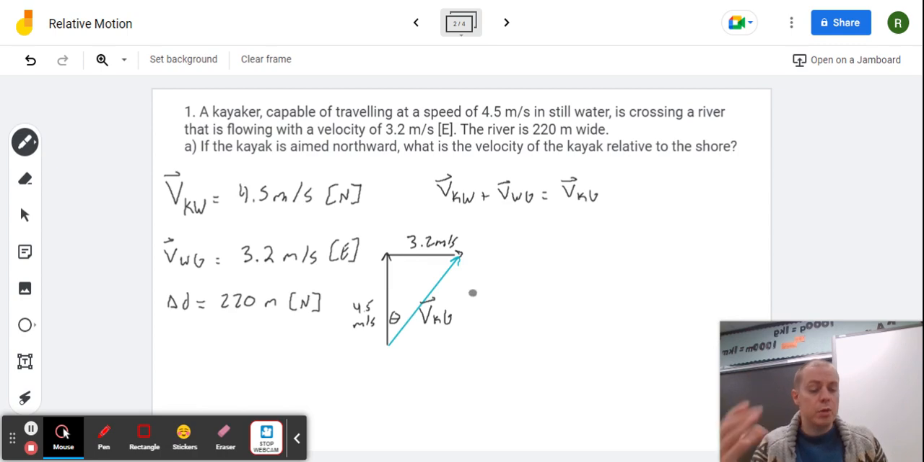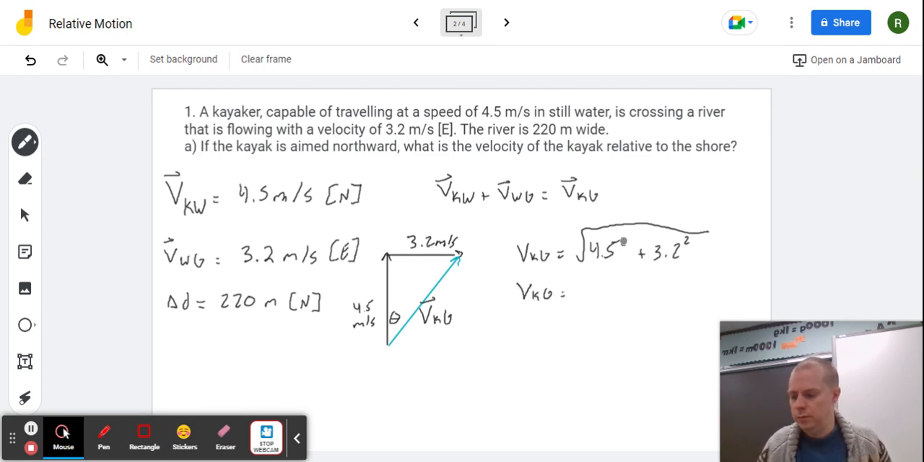This is a right-angled triangle, so we can just use the Pythagorean theorem to add these vectors together. So that means VKG is going to be the square root of 4.5 squared plus 3.2 squared. We punch that through our calculator and we get 5.5218 meters per second. Okay, we need an angle.